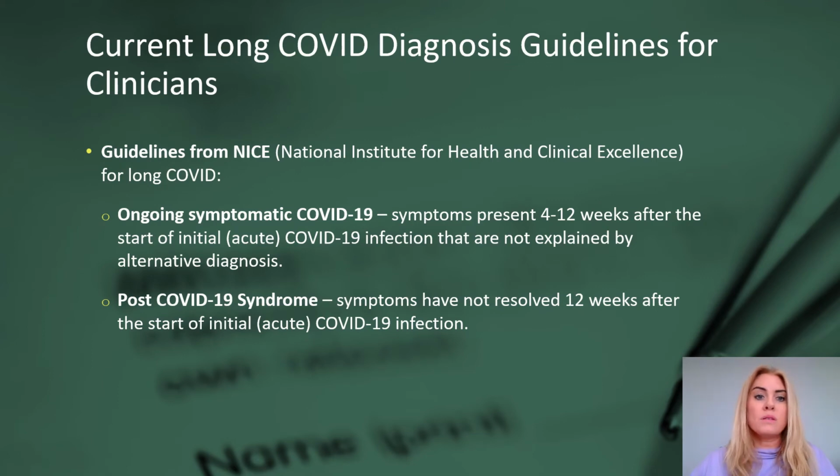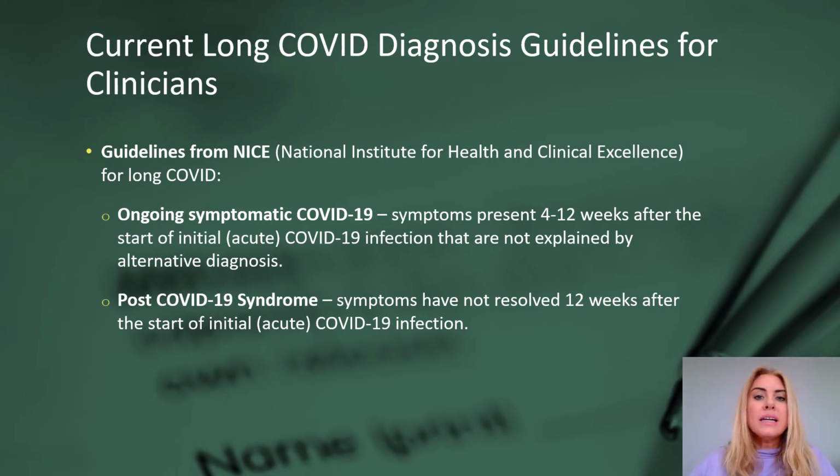So in order to help those of us that are out there diagnosing long COVID, there are some established guidelines, and some clear guidelines put out by NICE, which is the National Institute for Health and Clinical Excellence, are the following. If you have a client that has ongoing symptomatic COVID-19, in other words, the symptoms are present 4 to 12 weeks after the start of an initial COVID-19 infection that are not explained by any alternative diagnosis, then there's a pretty good chance you can hang your hat on the fact that the patient's suffering from long COVID. Also, there's post-COVID-19 syndrome, and that is when symptoms have not resolved 12 weeks after the start of the initial phase of the acute COVID-19 infection.